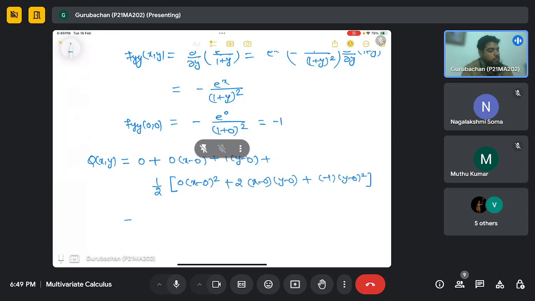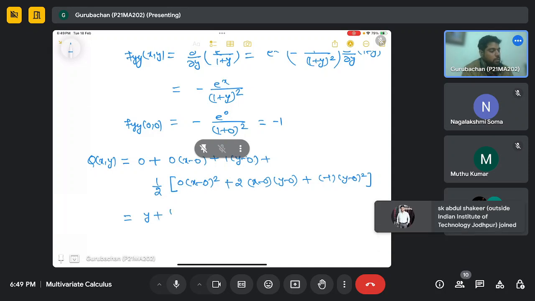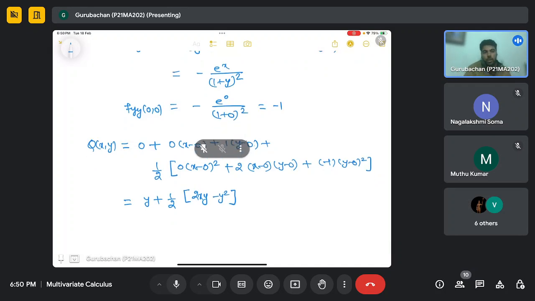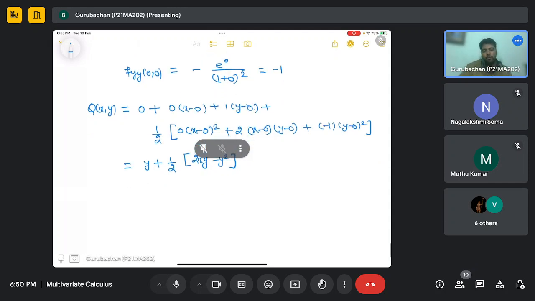So this will give us y plus 1 by 2 times (2xy minus y square). This is the required answer. One can say this is the required quadratic approximation of the given function. I hope this is clear to everybody.